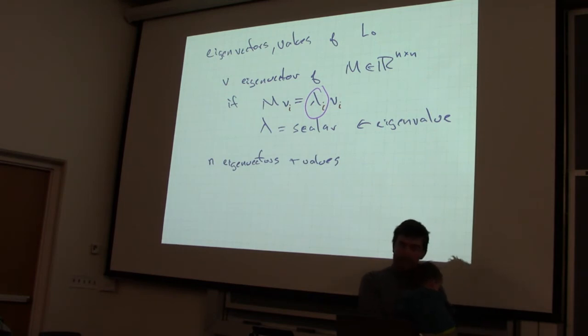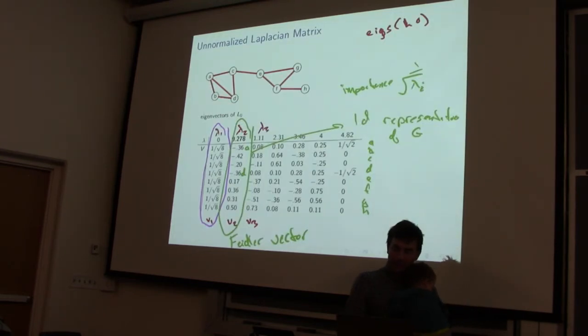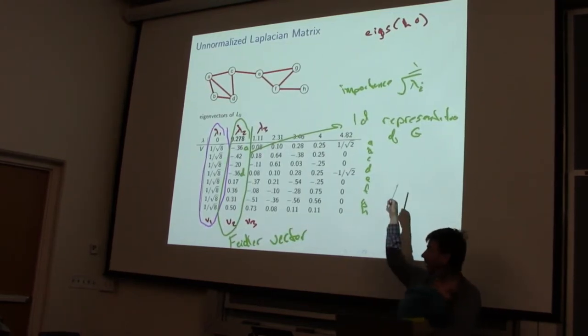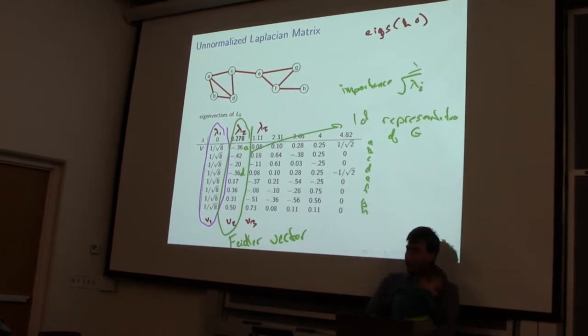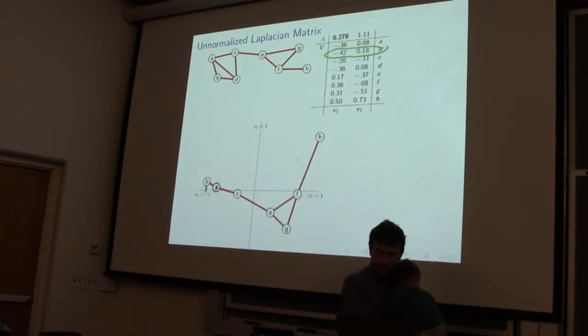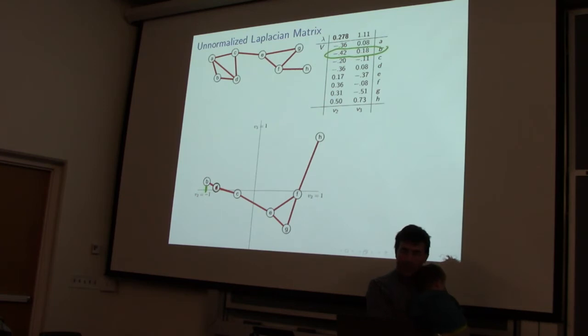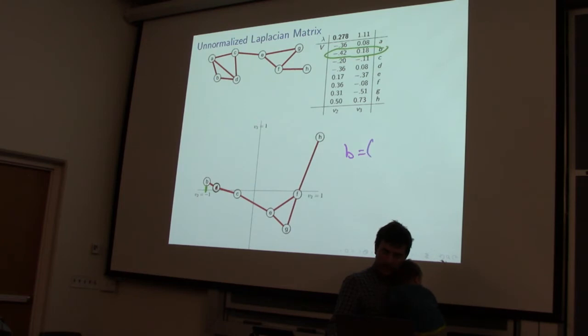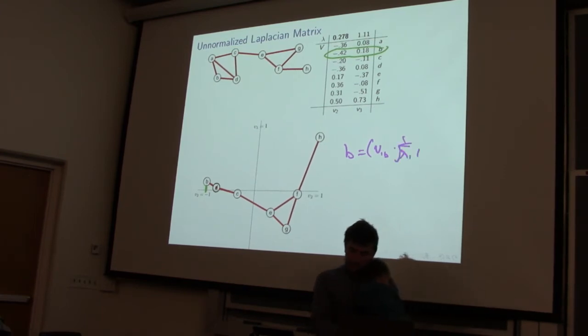So I'm going to run this function inside MATLAB, and it's going to give me all the eigenvectors and eigenvalues. The ones below this black line here are the eigenvectors, and the value above it is the eigenvalue. So that tells me how important it is, right? The importance is, I scale this way. So what I've actually drawn as the location of B is V1B times 1 over square root lambda 1.